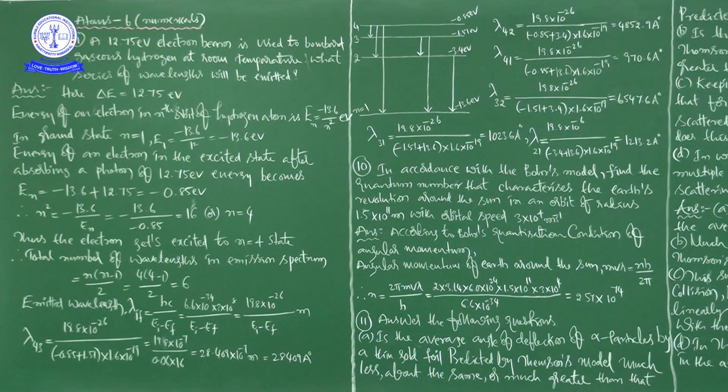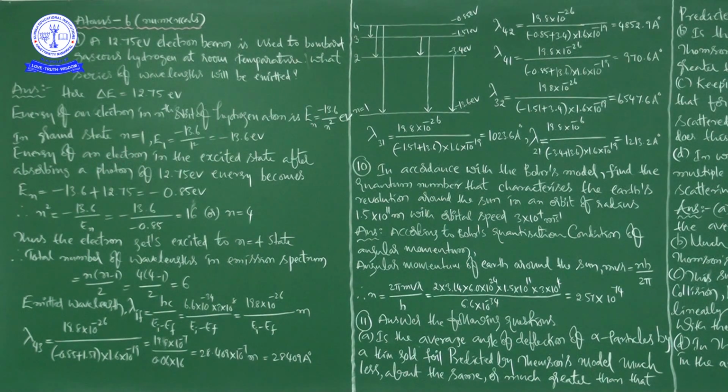It is an important formula, I will repeat it once again. It is important for NEET and mains also. The energy of an electron in the nth orbit of a hydrogen atom is En equal to minus 13.6 divided by n square electron volt.